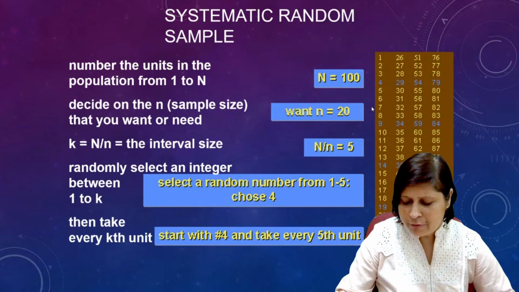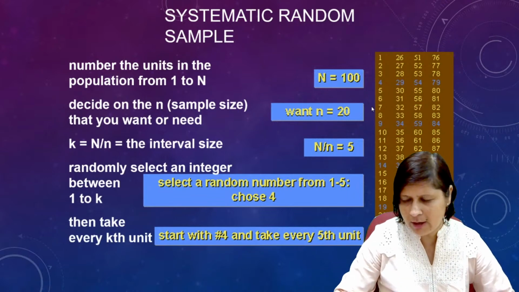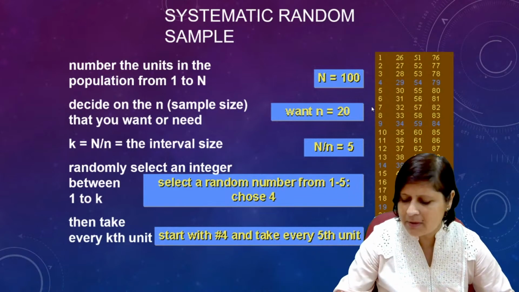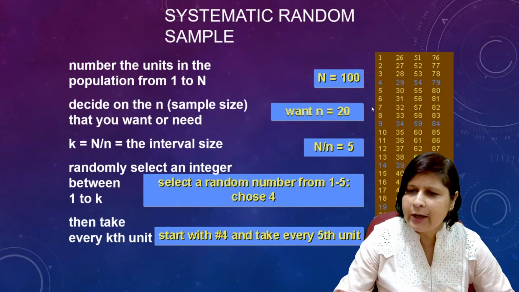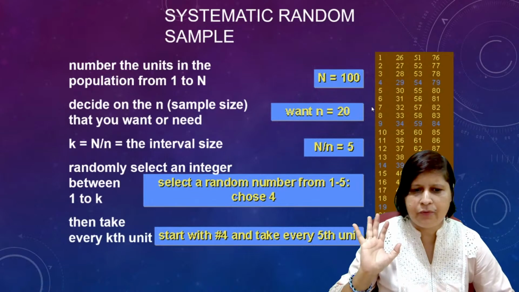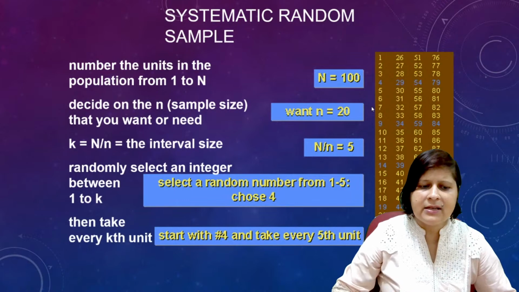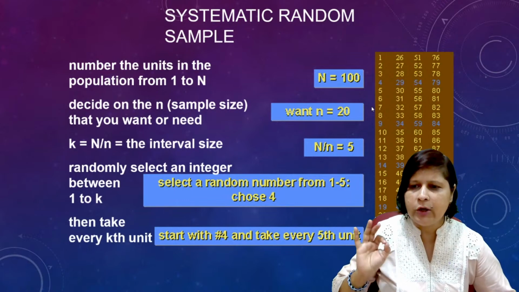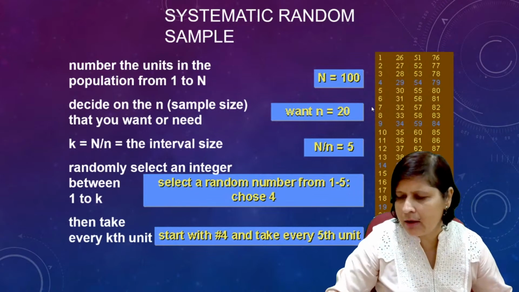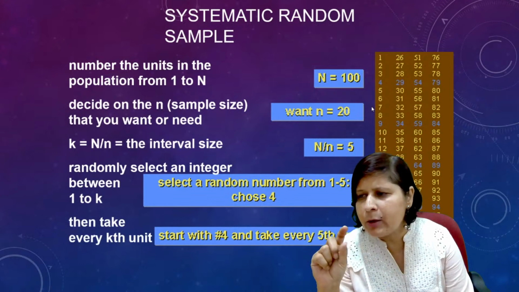That is, I have a total of 100 units as a population and I want 20 samples. Then 100 divided by 20 is 5. So the interval is 5. Interval size is 5. K is 5. Okay, randomly select an integer between 1 and k. K means 5, the interval size is 5. So randomly choose any number between 1 and 5.